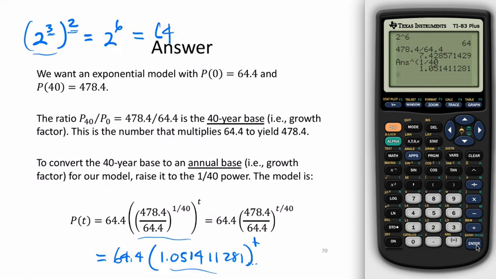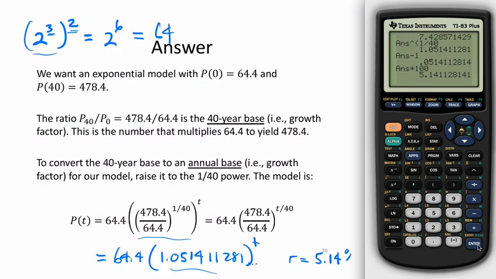The advantage of this method is I can see right there the base of the exponential function as a number. I can see that it's about 5% growth. Can you see that? If I take that base and I subtract 1 and I multiply by 100 to convert it to a percent, I've calculated R. The R here is about 5.141. I'll just write 5.14% growth. So the population of Las Vegas was growing by over 5% a year during that 40-year period, which is rapid population growth.